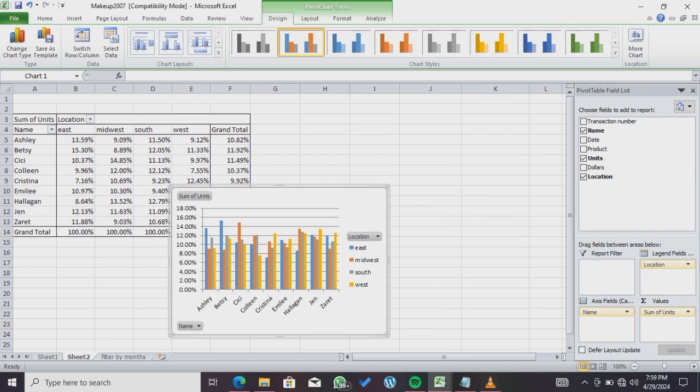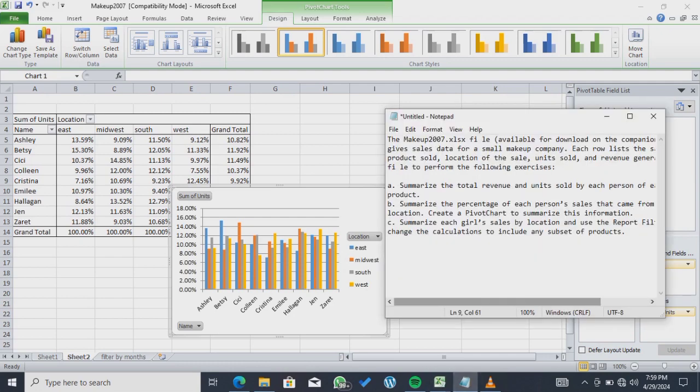Now from this, you can tell that in the East, Betsy sold the highest. In the Midwest, Sissy sold the highest. In the South, the highest, I think, is between Betsy and this young lady here, who is Colleen, thereabout. So that's that for that. Okay, let's enter C.